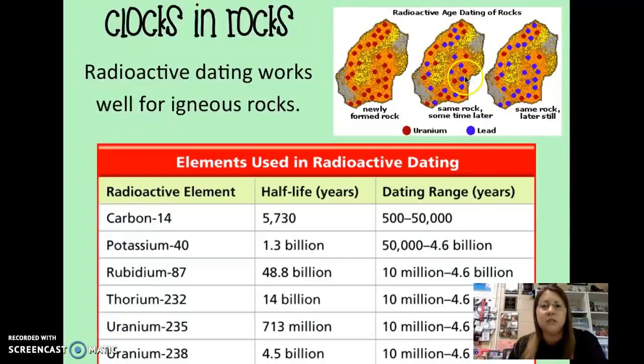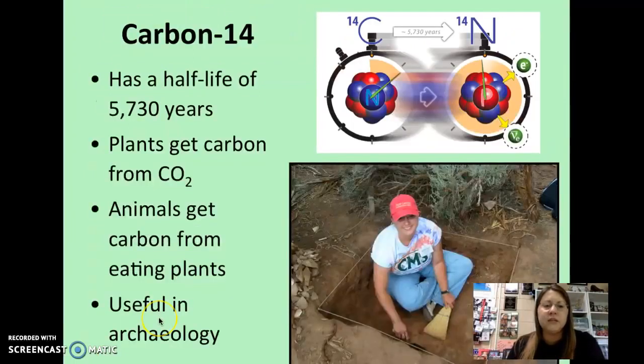you have the blue dots that indicate lead. So uranium is breaking down into lead. So it's emitting energy and emitting that radioactive material, breaking down into lead. So carbon-14 is very commonly used in radioactive dating.